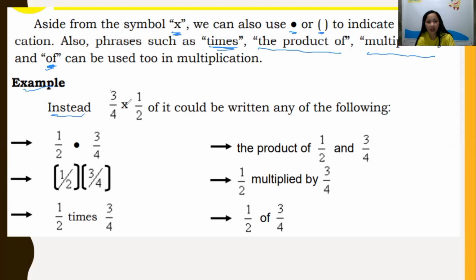Instead of 3/4 times 1/2, it could be written in any of the following. So, pwede nating palitan yung symbol na to. Pwede nating palitan nito, dot, yung dot na nasa gitna. Pero hindi siya nasa baba. Kapag nasa baba kasi yung decimal point na siya. Here, it is a point at the middle of 2 numbers. So, we have 1/2 times 3/4. Parehas lang yun. And then we can also use the parentheses. Parentheses 1/2 and parentheses 3/4 means 1/2 times 3/4. And we can also use the word or the term 1/2 times 3/4. Or we can write this in a word phrase, the product of 1/2 and 3/4. Pwede pala yun. Or we can have 1/2 multiplied by 3/4 and 1/2 of 3/4.